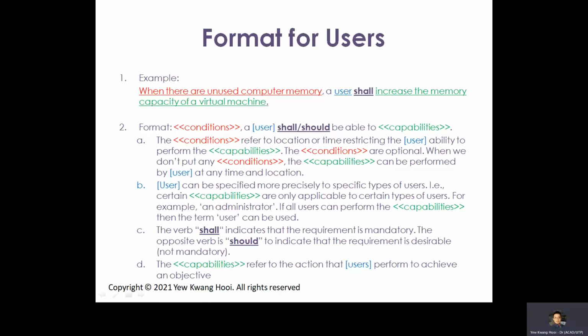And then the bold text is either shall or should. Shall means compulsory. It's a compulsory requirement. Should means it is good to have. Remember just now we need to identify whether a requirement is a wish or a need. Need means it's compulsory. Wish means it's good to have. And then finally, the green color one is the capability that the system should have. In this case, increase the memory capacity of a virtual machine.